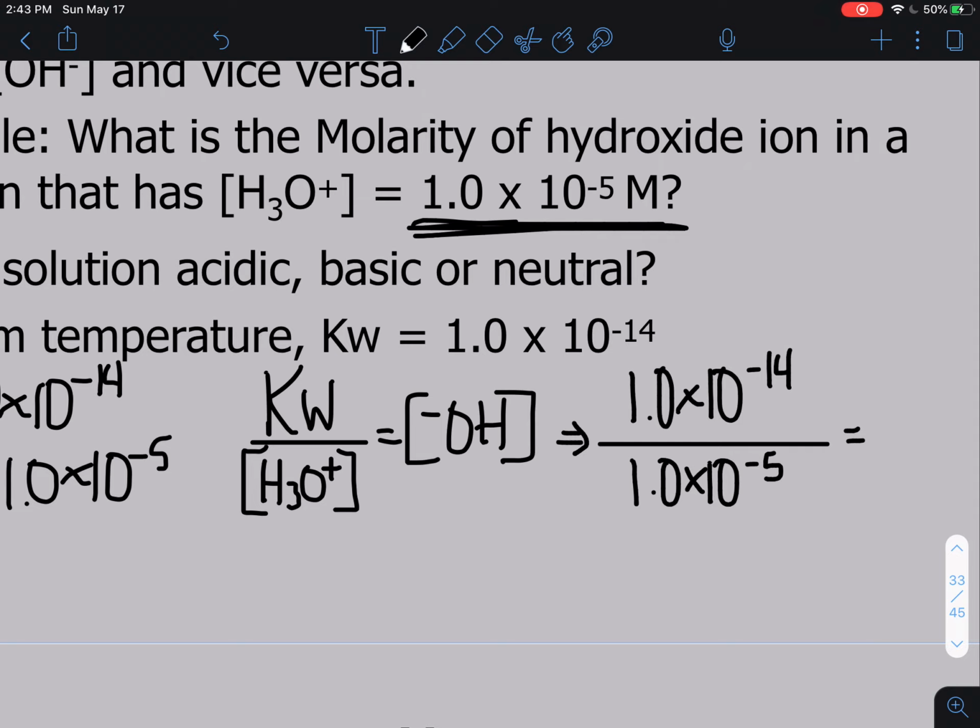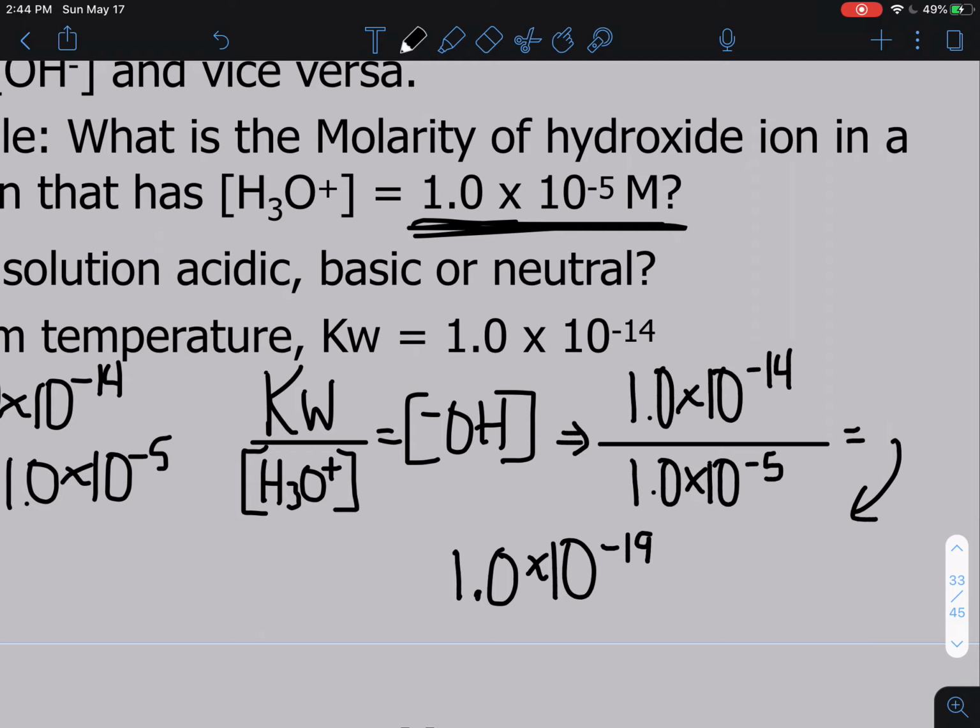When we're dividing by exponents, we're subtracting. So if we're subtracting a negative 5, sorry, I'm messing this up. So that's going to be equal to 1.0 times 10 to the negative, looks like, let's say 19, right?